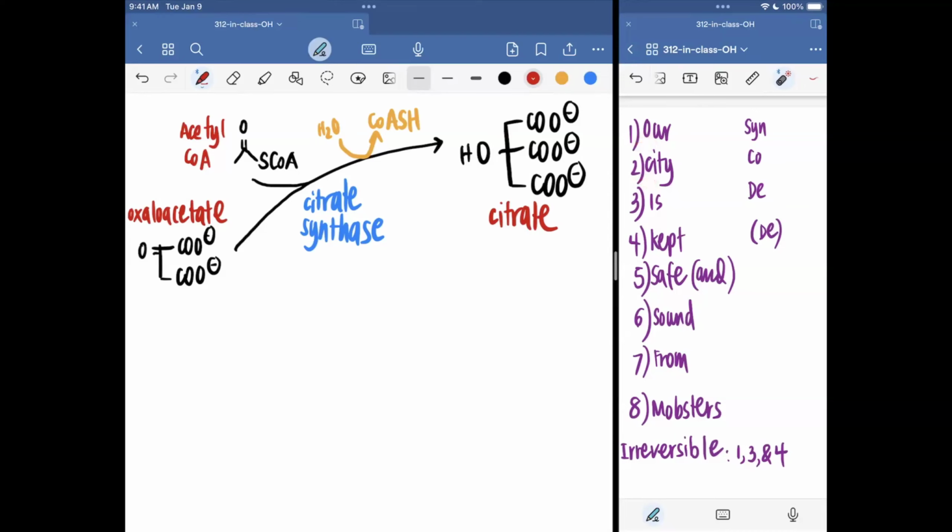Now you'll notice that acetyl-CoA is not included in this mnemonic, and we've highlighted how that gets synthesized using the pyruvate dehydrogenase complex, which is the process of catabolism under aerobic conditions from pyruvate. So there's another video to walk you through that process if you need a refresher.